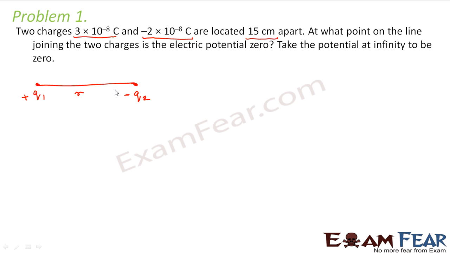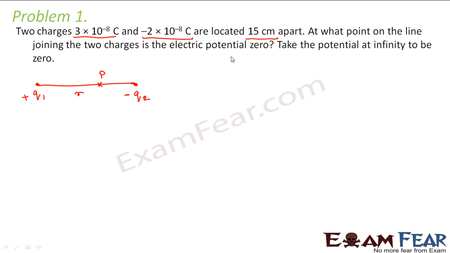So that means somewhere along this line, the net potential should be 0. So what is that point? Take the potential at infinity to be 0. So let us consider any point. Let us say we assume this point P, and we assume that the net potential at this point P is equal to 0.